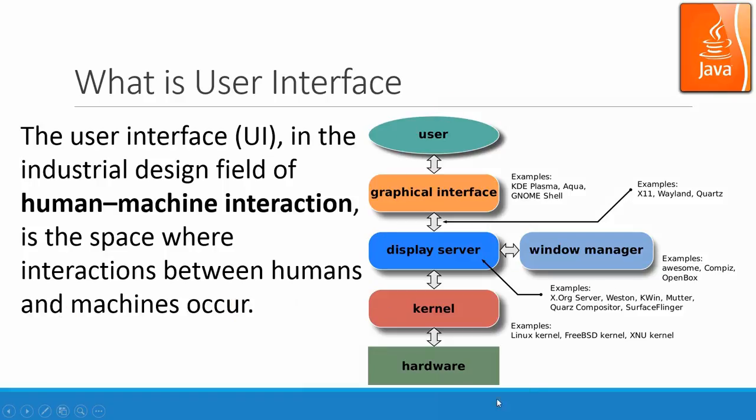For example, in our computer system, we have hardware and then software, system software, we call it kernel, can be Linux and Unix, something like that. And the human side, we have user, the graphic user interface, and the display server and window manager. These three parts are called user interface. Behind the machine, away from the user, the KDE Plasma, Aqua, or the GNU Shell, or X11 are called the interface.